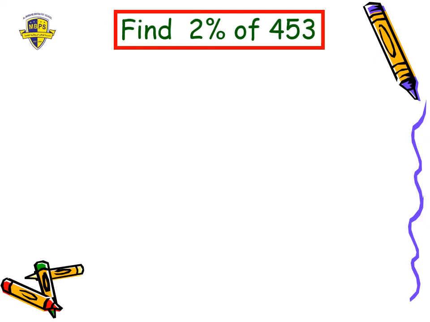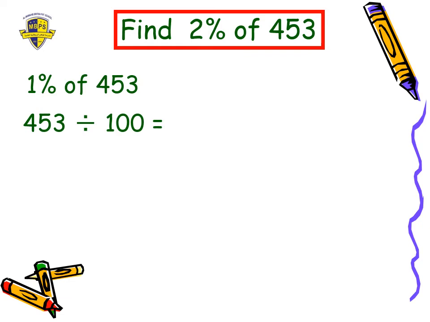Okay, let's check this example. We want to find 2% of 453. So we say first step, find 1%. And how do we find 1%? We divide it by 100. Good. So 453 divide 100. Shift the decimal place 2 digits to the left. So this will be 4.53.